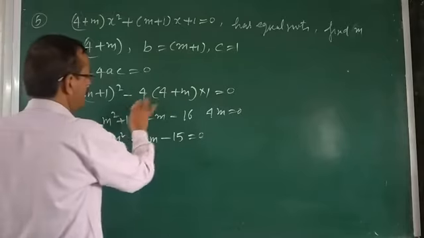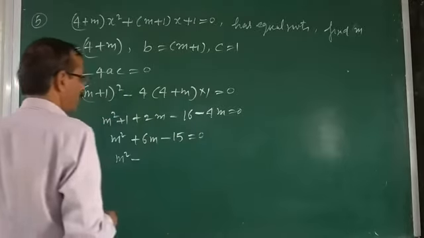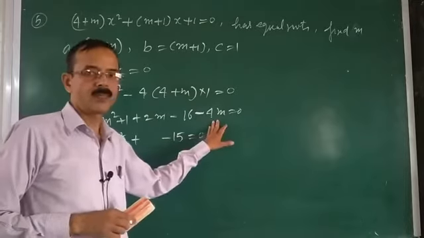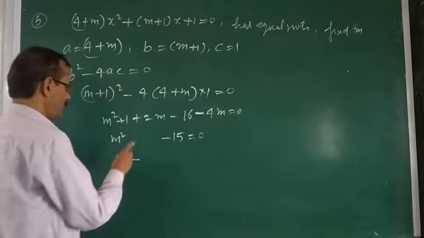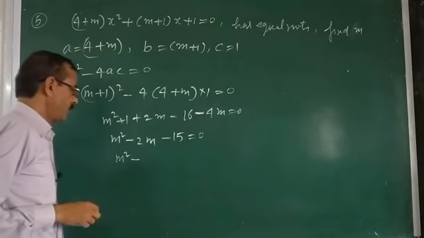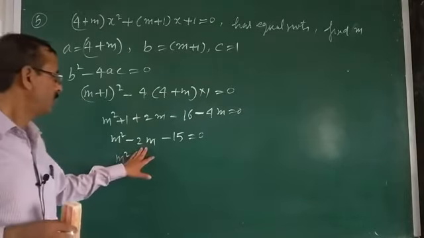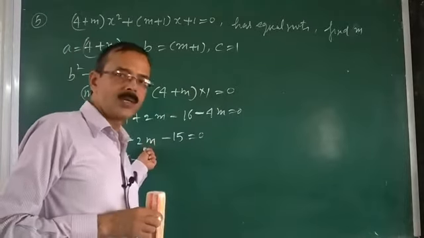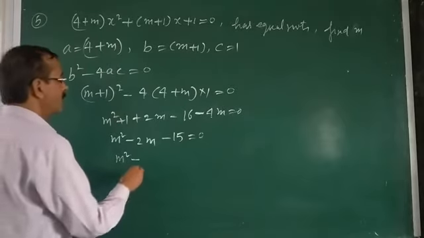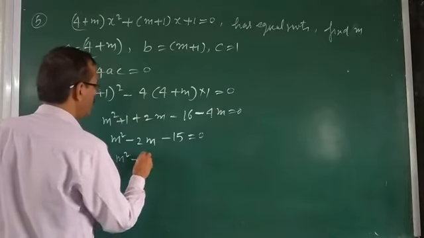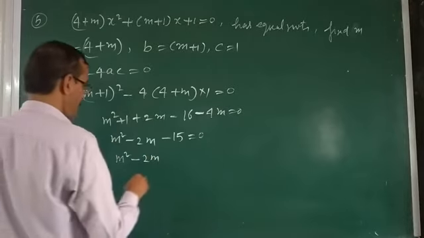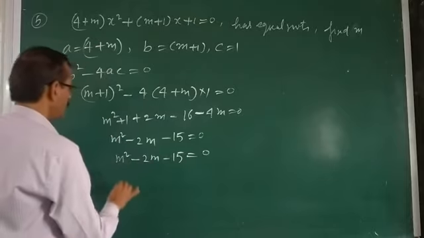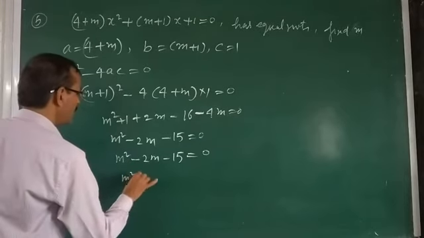4 4 ja 16 minus 4m. So if it will be minus 4m, what will this be? Do you know? 2m minus 4m is equal to, nobody is telling that this is the mistake. 2m minus 4m will be minus 2m. m square minus 2m and minus 15 is equal to 0. Here, arrange this.